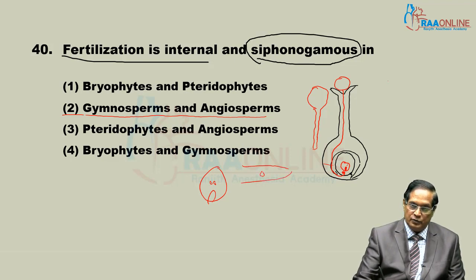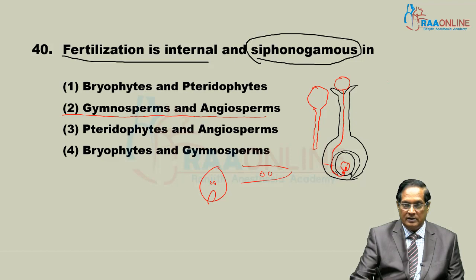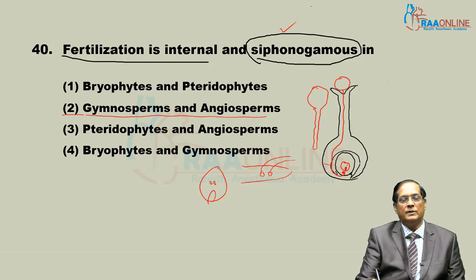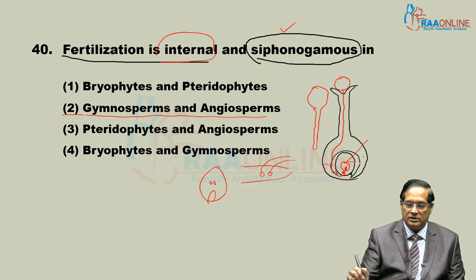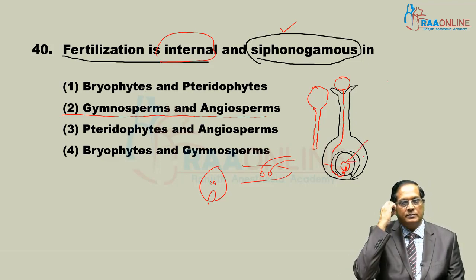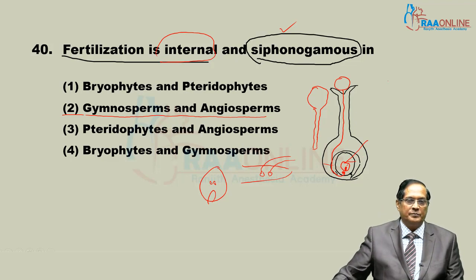Within the pollen tube, two male gametes are there. For fertilization, these gametes are carried by the pollen tube, and the tube is the siphon. If fertilization takes place with the help of a pollen tube, it is called siphonogamy. It is internal, because it takes place inside the female reproductive structure. So gymnosperms and angiosperms both perform siphonogamous as well as internal fertilization.